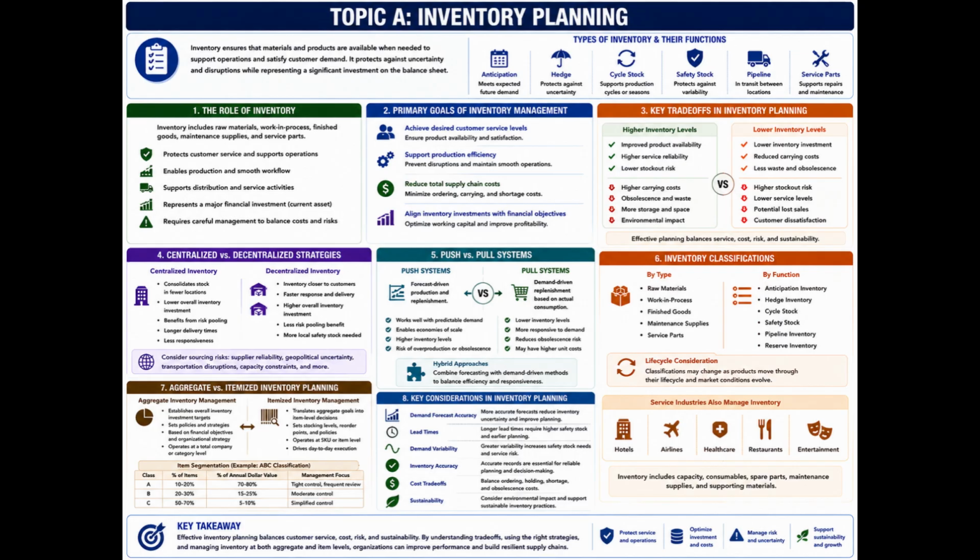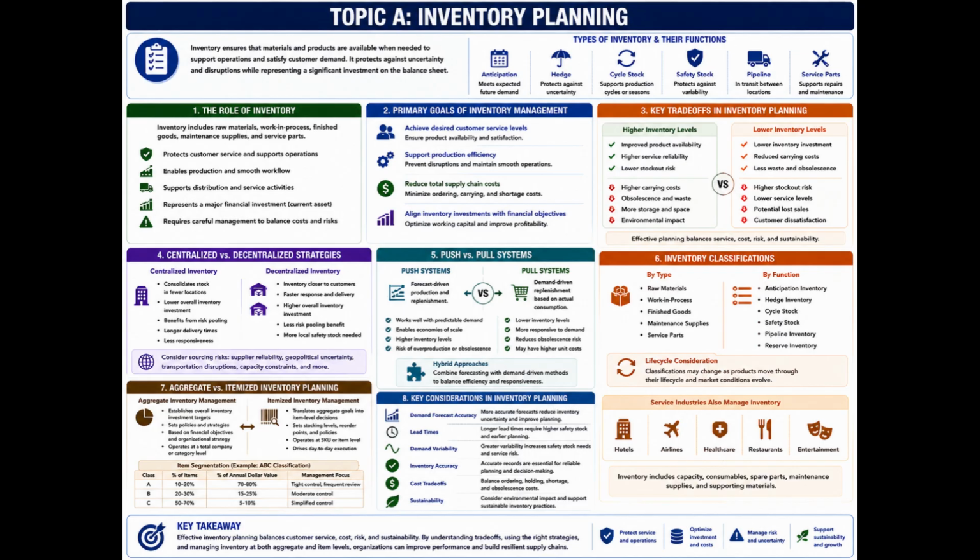Planning decisions must also consider sourcing risks, such as supplier reliability, geopolitical uncertainty, transportation disruptions, and capacity constraints. These risks influence safety stock levels, replenishment strategies, supplier selection, and overall inventory policies designed to ensure continuity of supply. A key concept in inventory planning is the distinction between push and pull systems. Push systems rely on forecasts and planned schedules to determine production and replenishment activities before actual demand occurs. In contrast, pull systems initiate replenishment in response to actual customer consumption or demand signals. Each approach offers advantages and limitations depending on product characteristics, demand patterns, lead times, and operational objectives.